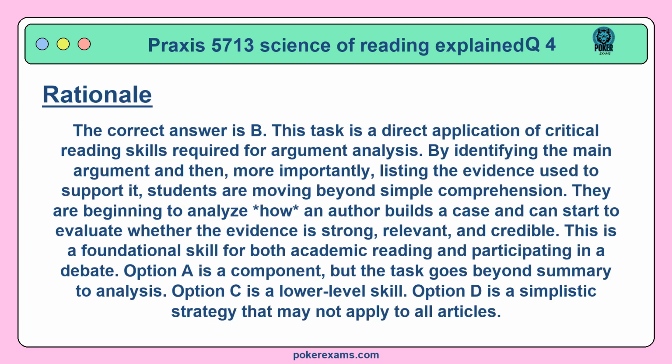This task is a direct application of critical reading skills required for argument analysis. By identifying the main argument and then, more importantly, listing the evidence used to support it, students are moving beyond simple comprehension. They are beginning to analyze how an author builds a case and can start to evaluate whether the evidence is strong, relevant, and credible. This is a foundational skill for both academic reading and participating in a debate.